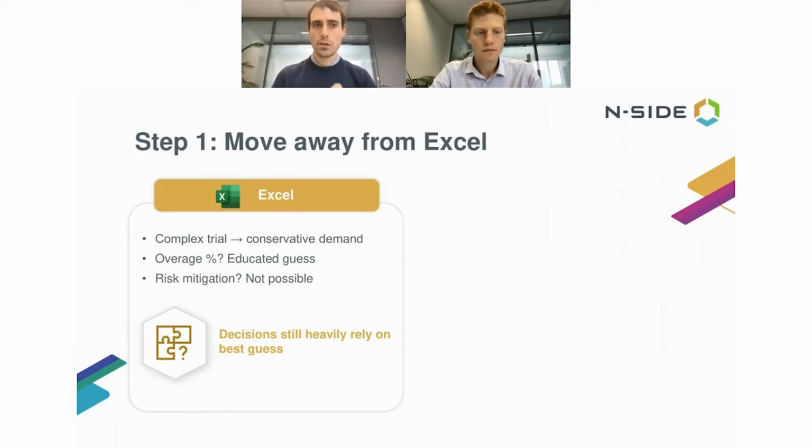Why is that? Because in Excel, we tend to see that clinical supply chain managers rely on a conservative demand. Why is that? It's because when you have to deal with weight distribution, patient up and down titrations, different cohorts, reconciling the actuals, dealing with Excel can be very complex. Expiry events, that's also something complex to handle. And the overage is most of the time an educated guess.